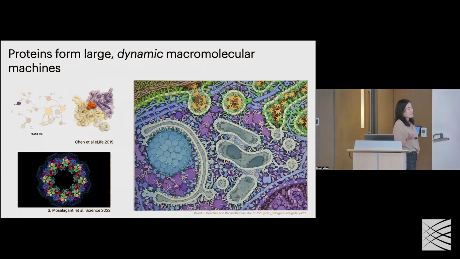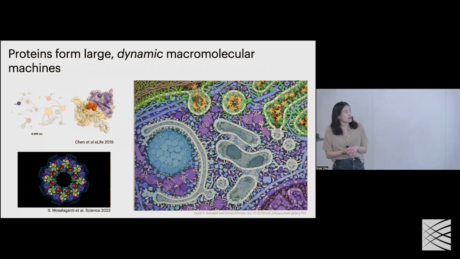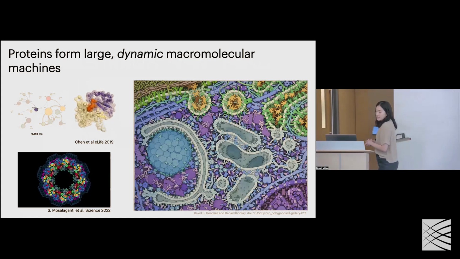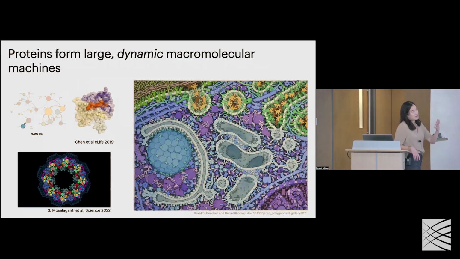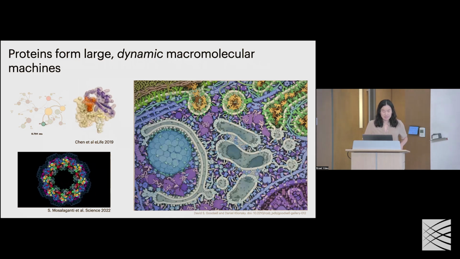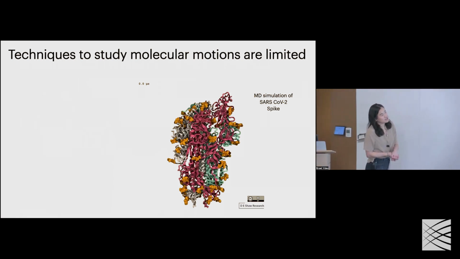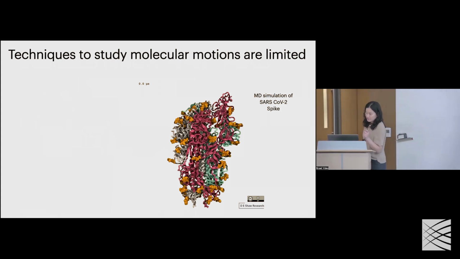As Rish already very nicely introduced, proteins and other biomolecules form these large dynamic macromolecular machines. If we really want to understand the function of these machines, it would be amazing to be able to visualize the entire conformational ensembles, either at high resolutions or even in broader in-context environments. Unfortunately, techniques to study these molecular motions, especially at atomic level resolutions, are rather limited.